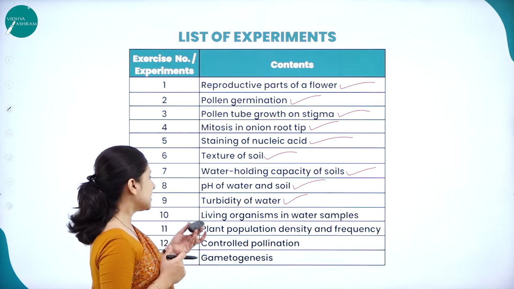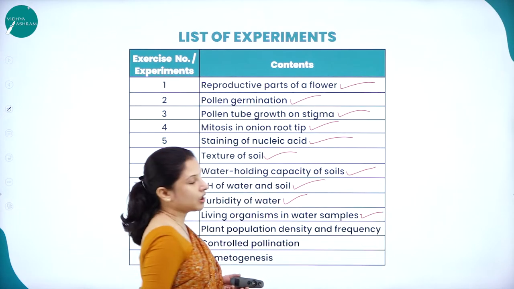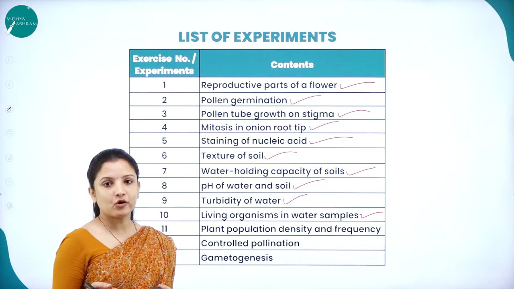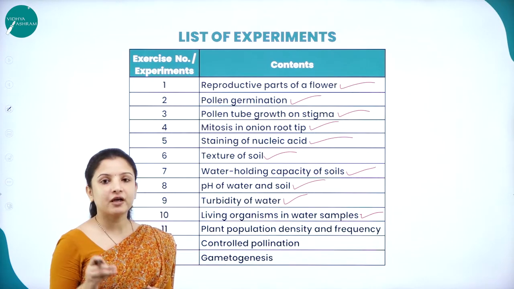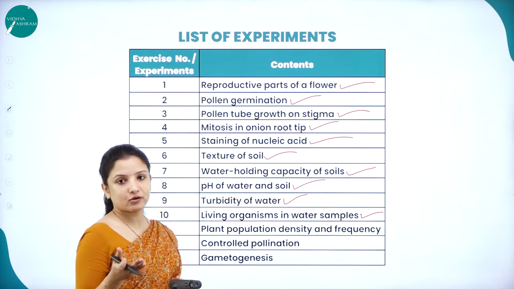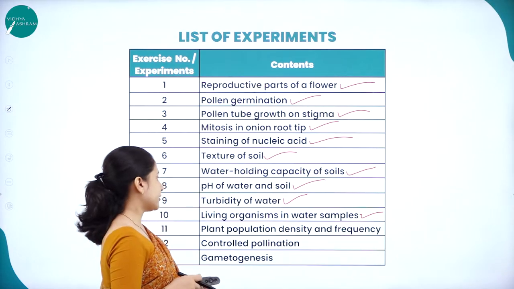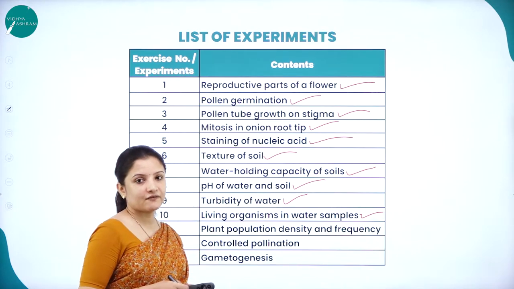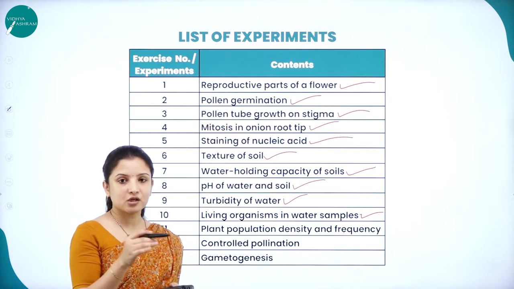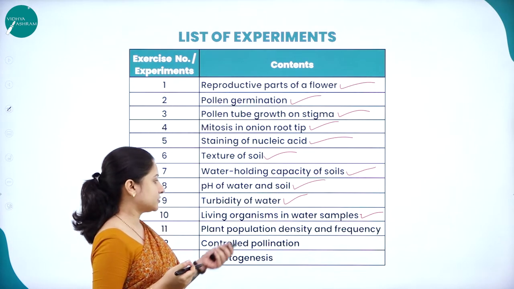Next is living organisms in water sample, wherein you'll be taking water samples from lakes, ponds and all that, putting it under the microscope, wherein you can see different phytoplanktons and zooplanktons and all those living organisms, which you'll be observing under the microscope. Next, you have plant population density and frequency, which is measured by using the quadrat method. That particular experiment is based on that.